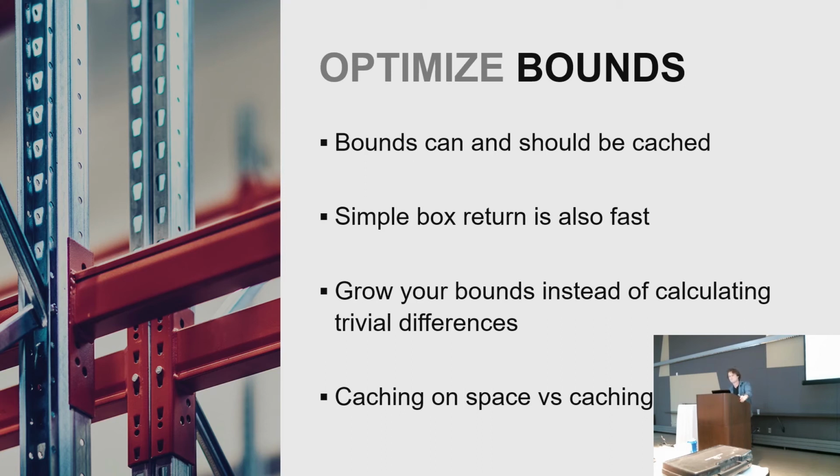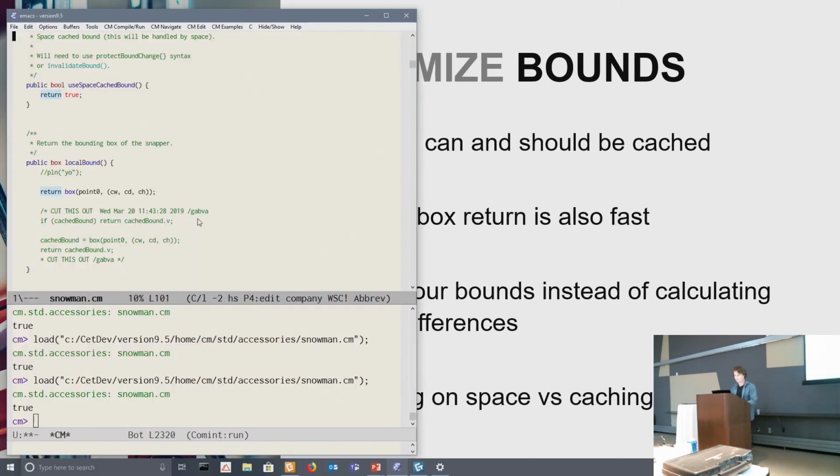This is the most important part of bounds, aside from why they're important. Optimizing the bounds is what we need to be doing. So you can and you should be caching them. In talking with R&D and the people who are in charge of writing BSP code and whatnot, this simple box return is also very fast. So if you were to just return box 0.0 with depth height, you're probably fine. It's really fast, but I just want to show you guys how often this gets called.